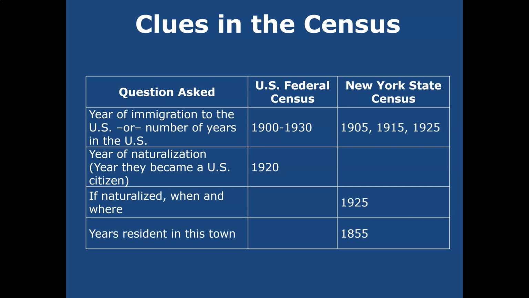In the 1925 New York State census, it asks, if you are naturalized, when and where were you naturalized? And that includes usually the city and year of naturalization, so then you know where to look for naturalization papers. And in the 1855 New York State Census, it asks, how many years were you a resident of this town? So while your ancestor may have gone someplace else than they were living in 1855, maybe the place they were living in 1855 was the first place they settled, and that information could help you narrow down when they came to the U.S.